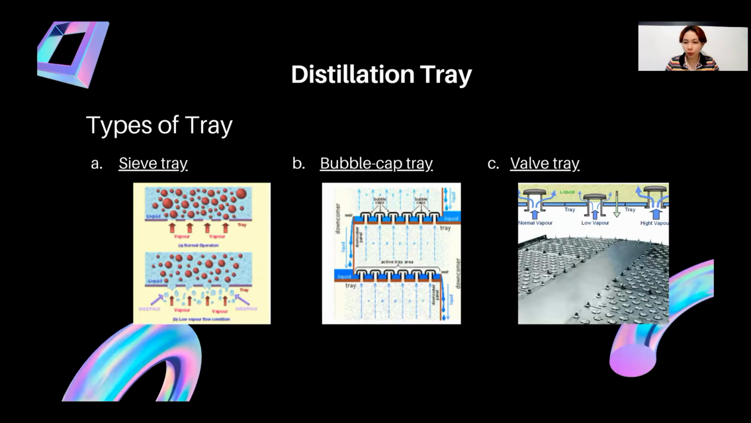So the last one, the valve tray. In a valve tray, perforations are covered by liftable caps. Vapor flow lifts the caps, thus self-creating a flow area for the passage of the vapor. The lifting caps direct the vapor to flow horizontally into the liquid, thus providing better mixing than is possible in sieve trays.